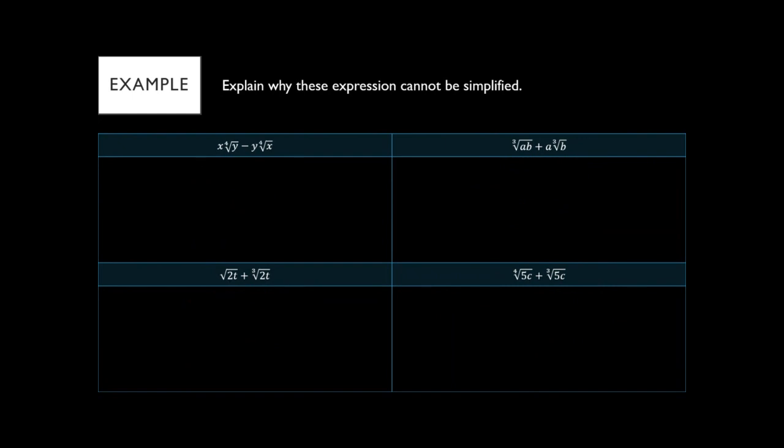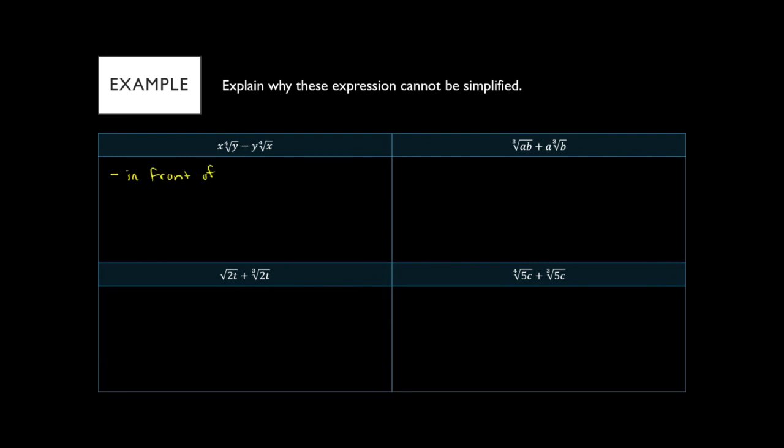Okay, so these specifically cannot be simplified. And the reason why is because they're not like terms, but we want to know what is specifically wrong with these. So top left, we have x times the fourth root of y minus y times the fourth root of x. So there are two reasons why we can't simplify this one. The first is because in front of the radicals, they're different variables.